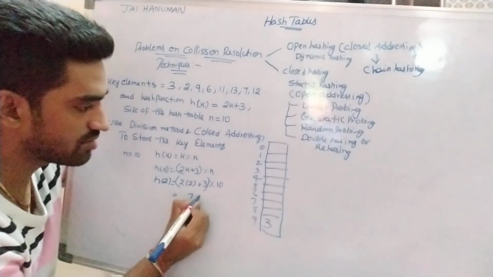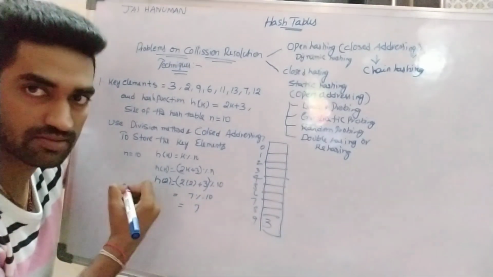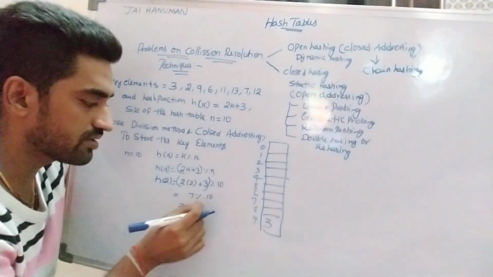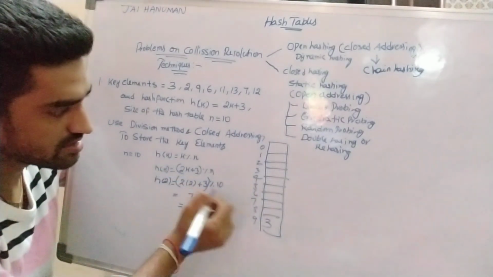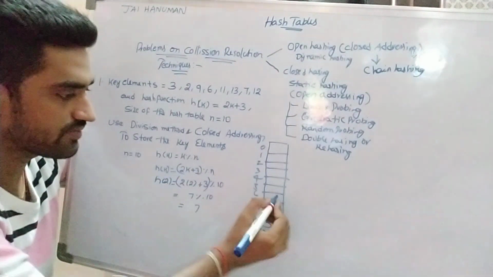4, 7. 7 modulo division of 10. So 7 modulo division of 10 means 7. Right? So here 7 modulo division of 10 means 7. At 7th position collision is not occurred. So that's why we are inserting key element 2 at 7th position.